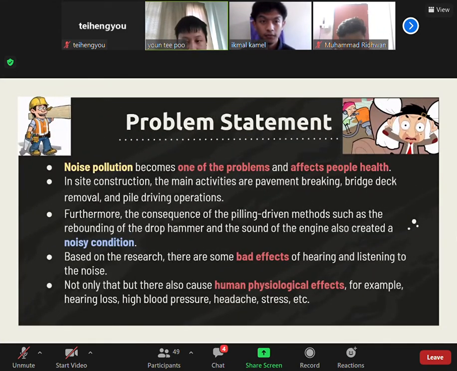In the problem statement, noise pollution can affect human health, such as hearing loss, high blood pressure, headache, and stress. The noise pollution mostly comes from construction activity, such as the rebounding of the drop hammer and the sounds of the engine of the machinery. That's all for me. I will pass the mic to my group member to continue the presentation.